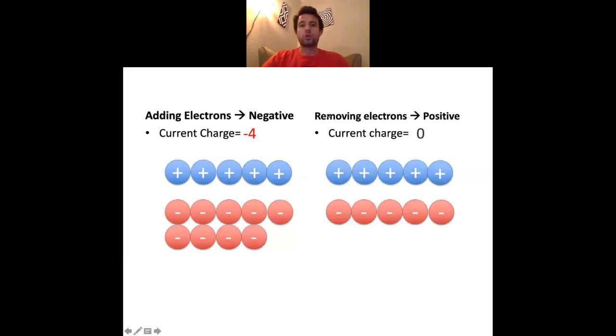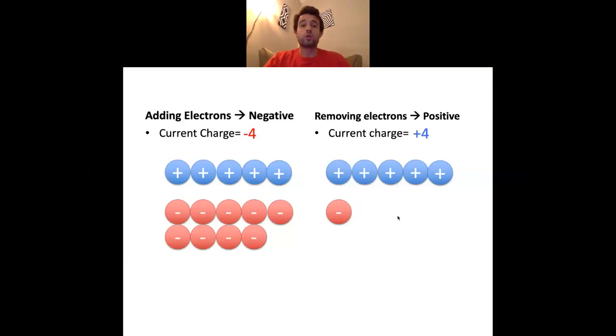Now, we'll also talk about removing electrons, and what I want you to remember is when we're removing electrons, that is a positive action. Think about it. Here we have a regular atom. It's got 5 positives and 5 negatives, just like a regular boron atom would have 5 protons and 5 electrons. If we remove 1 electron away, now we've got 5 protons but 4 electrons, so our total charge is positive 1. We remove 2, positive 2. Remove 3, positive 3. Remove 4, positive 4.